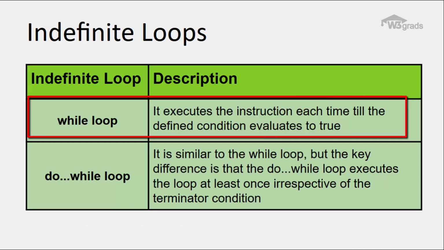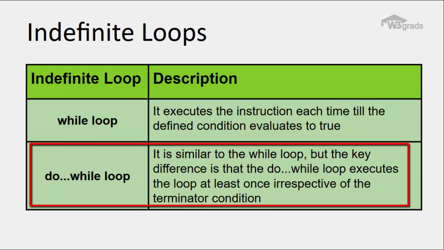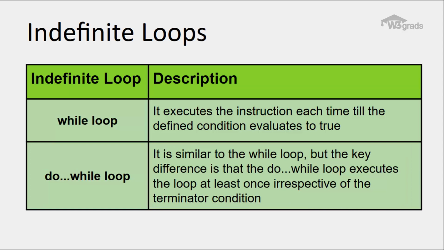The while loop executes the instructions each time till the defined condition evaluates to true. The do-while loop is similar to the while loop, but the key difference is that the do-while loop executes the loop at least once, irrespective of the terminator condition. Let's look at each of these loops in more detail. The first one to begin with is the while loop.